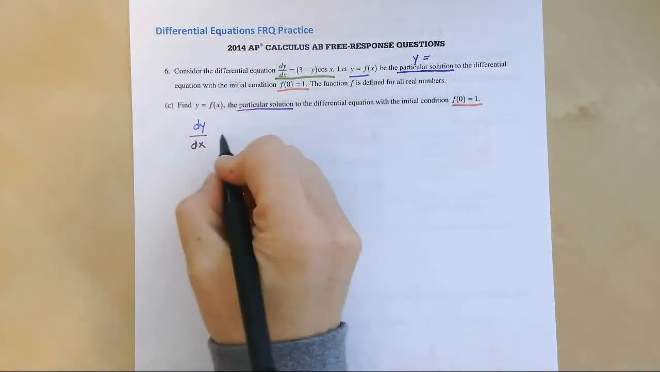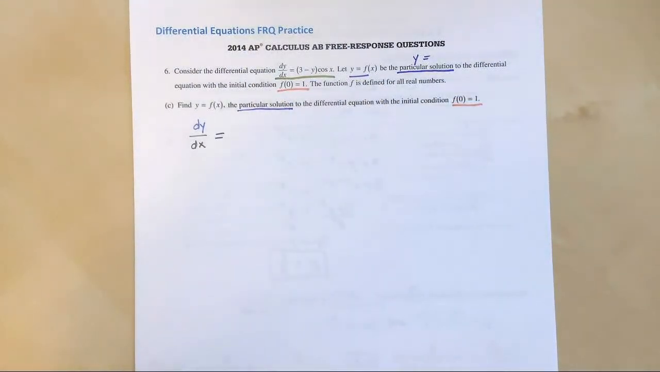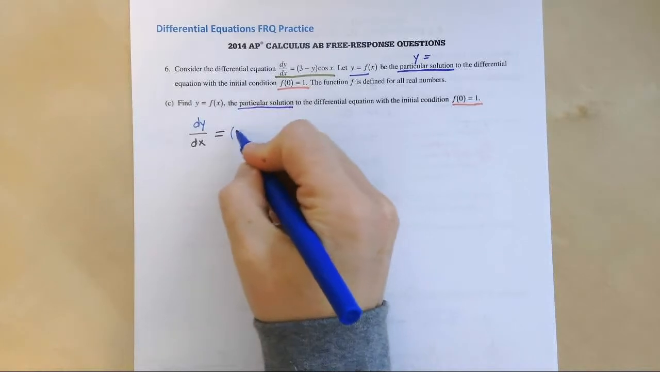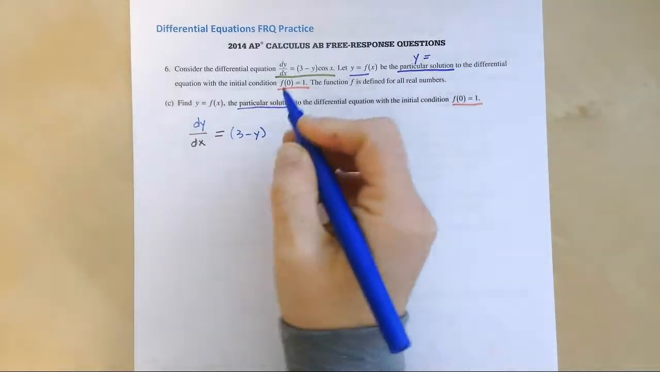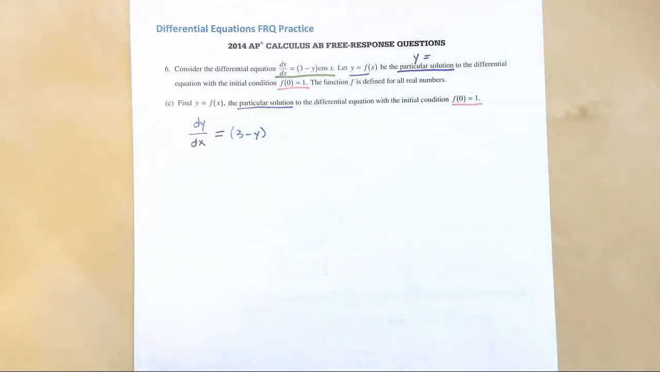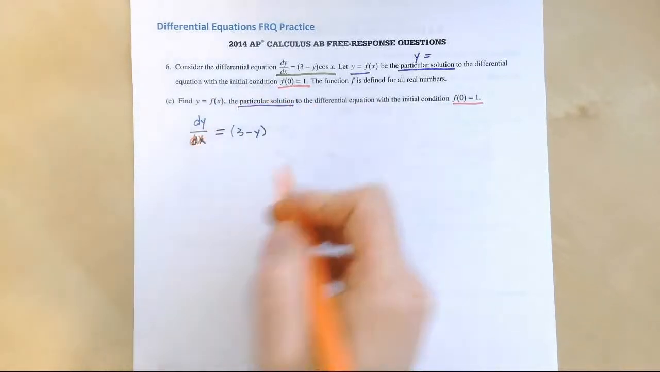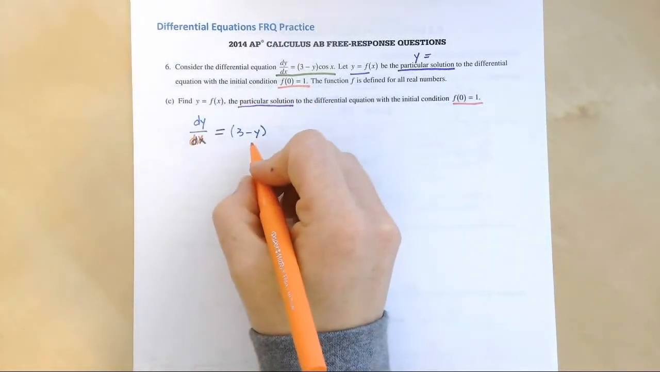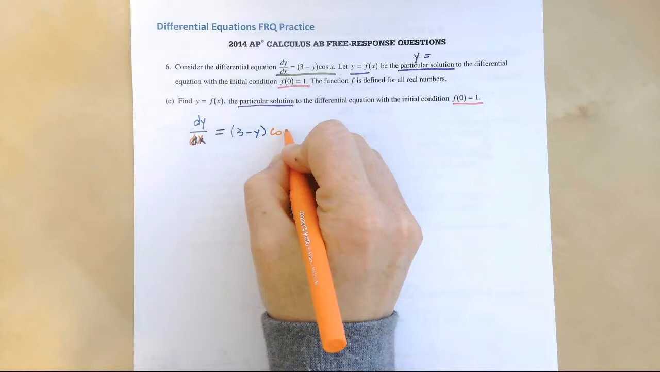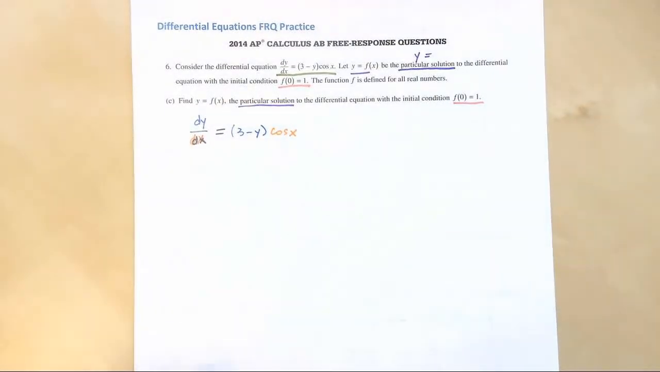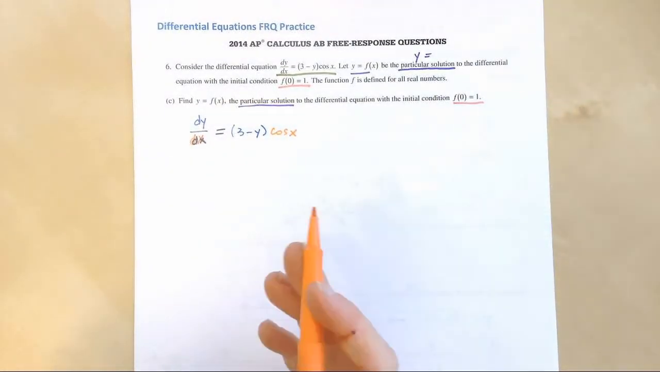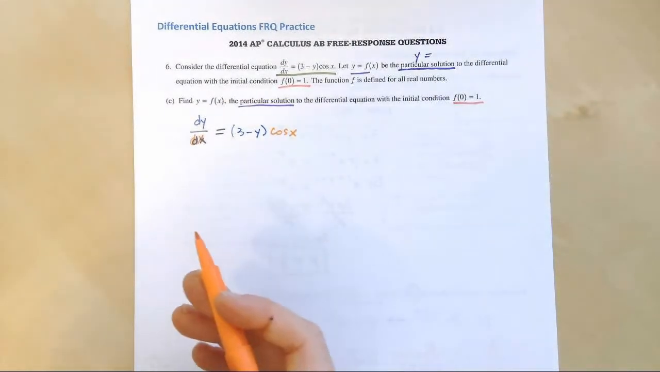Dy over dx equals, and then the y piece that we have is 3 minus y, and the x piece, I meant to make this in orange. Let's make x in orange. So dy over dx equals 3 minus y cosine x. We need to get all the x's, all the oranges, on one side, and all of the blues, all the y's, on the other side.